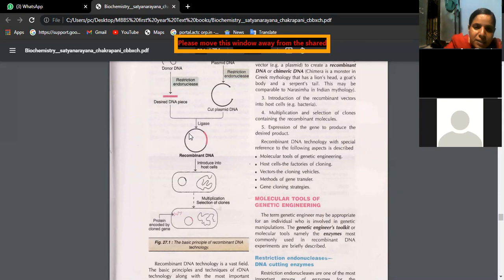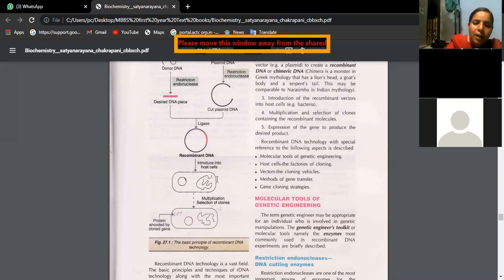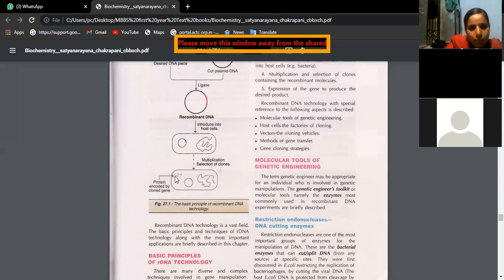So this recombinant DNA is now introduced into a host cell. The host cell can be an animal cell, plant cell, or bacterial cell, which will have the enzyme machinery. Enzymes are available so that from this information, the required protein is synthesized. Once you introduce this recombinant DNA into any living host cell, it will start synthesizing the protein encoded by this cloned gene. This mechanism is called recombinant DNA technology.